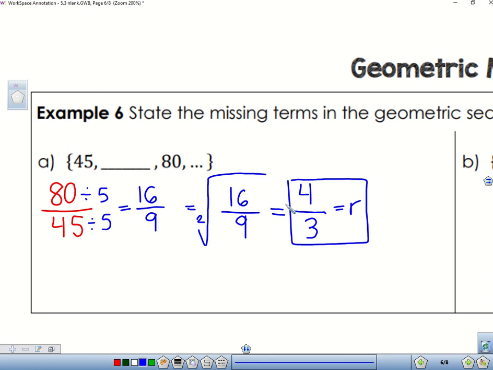So now that we found our common ratio, to get the next number in our sequence, we take our first term and multiply it by 4 over 3. So the easiest way to do this is just take 45, multiply it by 4, and then divide it by 3. And when you do that in the calculator, when you multiply 45 by 4 over 3, you would get 60. And that would be your blank. And to check that you did it correctly, you can take 60 and again multiply it by 4 over 3, and you should get 80. And that's how you know you've done it correctly.